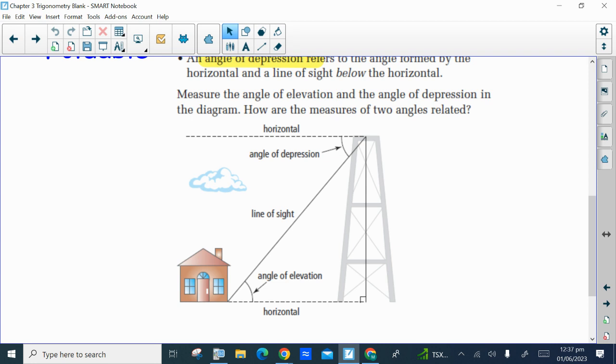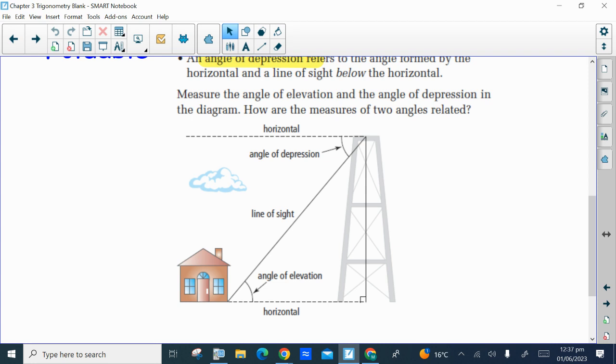The angle of depression is measured downwards from the horizontal, so that would be from the top of the tower down to the house. But one important distinction here is that the angle of elevation is inside the right triangle, but the angle of depression is not. It's outside the triangle. You need an angle inside the triangle. Okay? But the angle of depression, the one outside the triangle, will equal the angle of elevation inside the triangle.